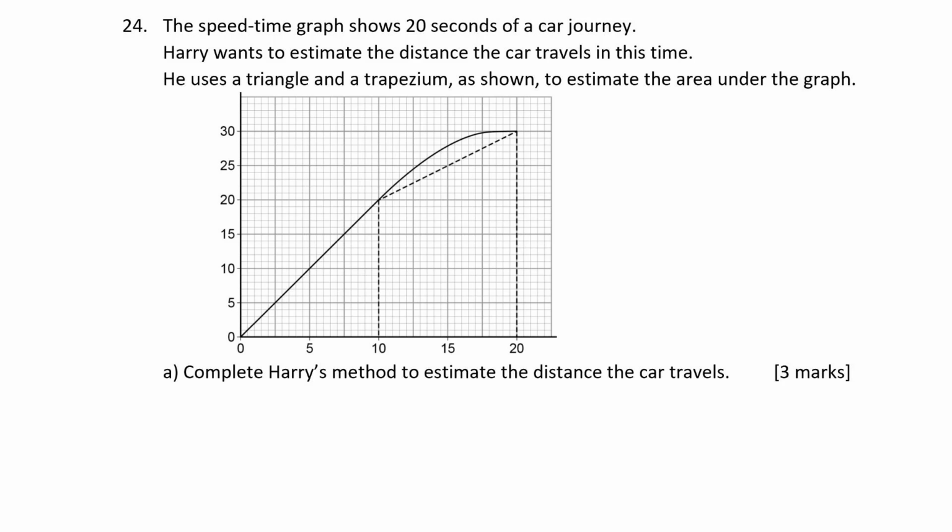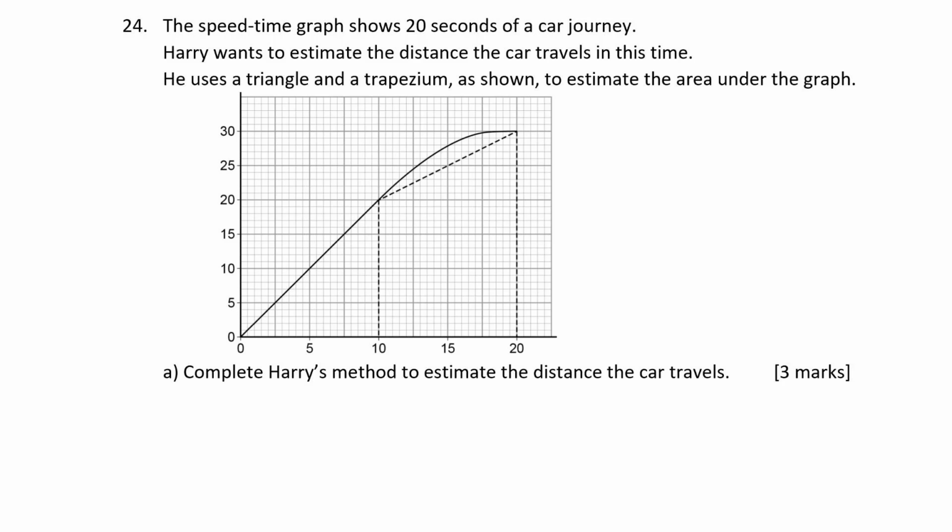Question 24. The speed time graph shows 20 seconds of a car journey. Harry wants to estimate the distance the car travels in this time. He uses a triangle and a trapezium as shown to estimate the area under the graph. Okay, so we've got a speed time graph, and you should know that the area under a speed time graph is the distance traveled, and we need to complete Harry's method to estimate the distance the car travels.